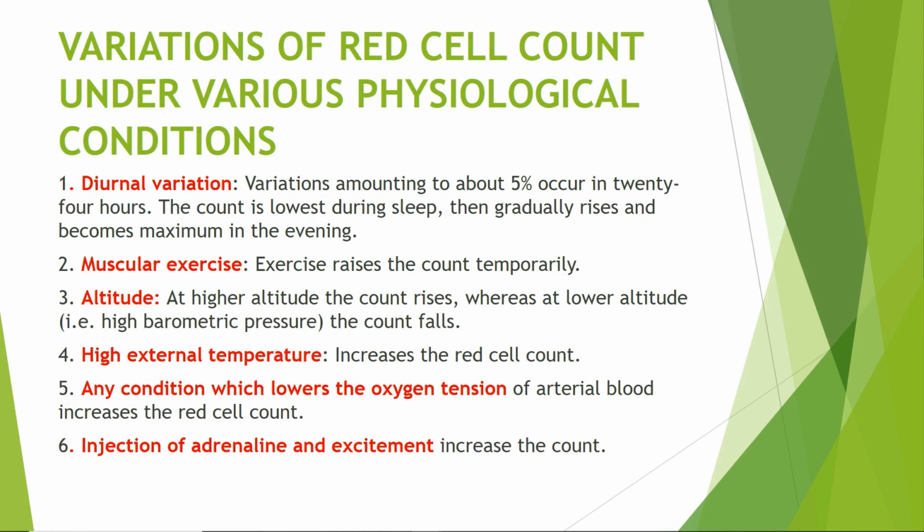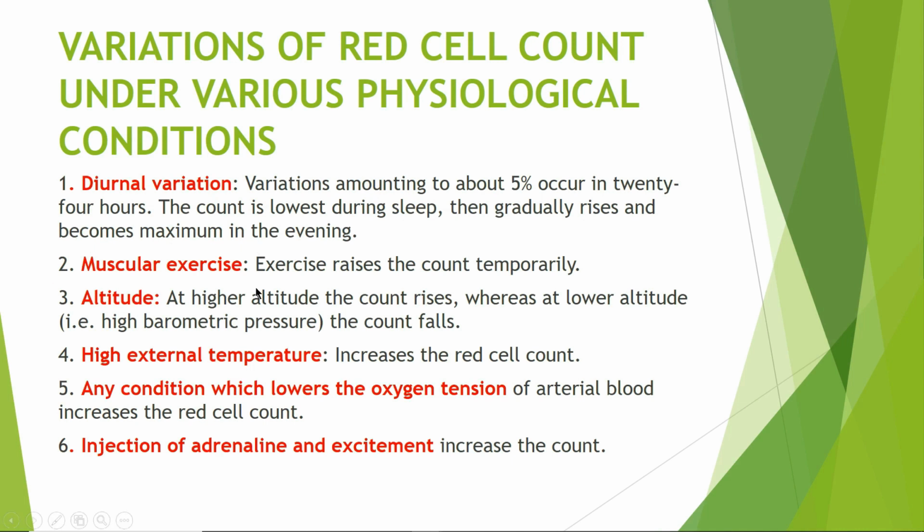Now, there are some variations in the red blood cell count under various physiological conditions. Like diurnal variations: what is a diurnal variation? Day and night variations also occur in the number of red blood cells, which is very interesting. Variations amounting to about 5% occur in 24 hours. The count is lowest during sleep, so while you are sleeping, your RBC number is lower. Then it gradually rises and becomes maximum in the evening.